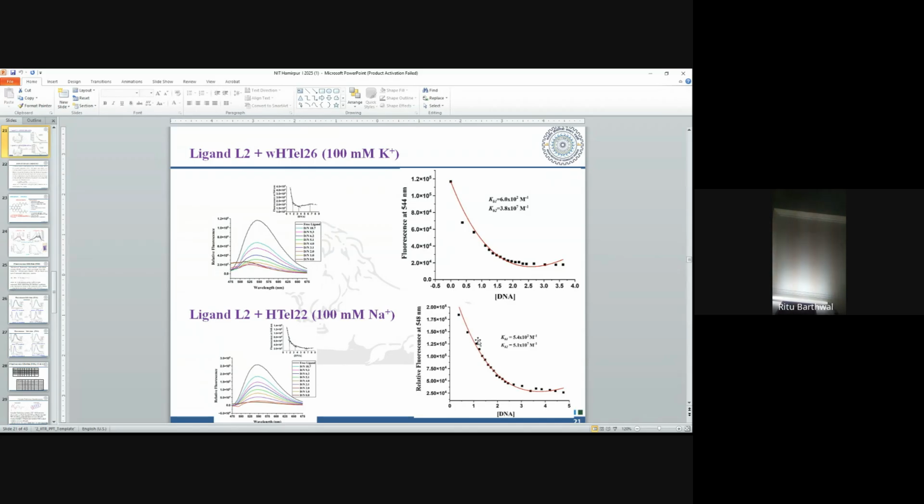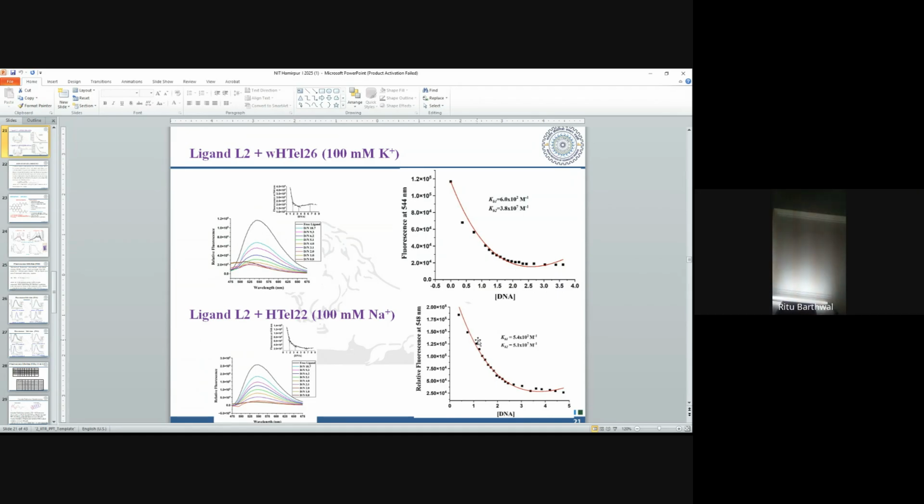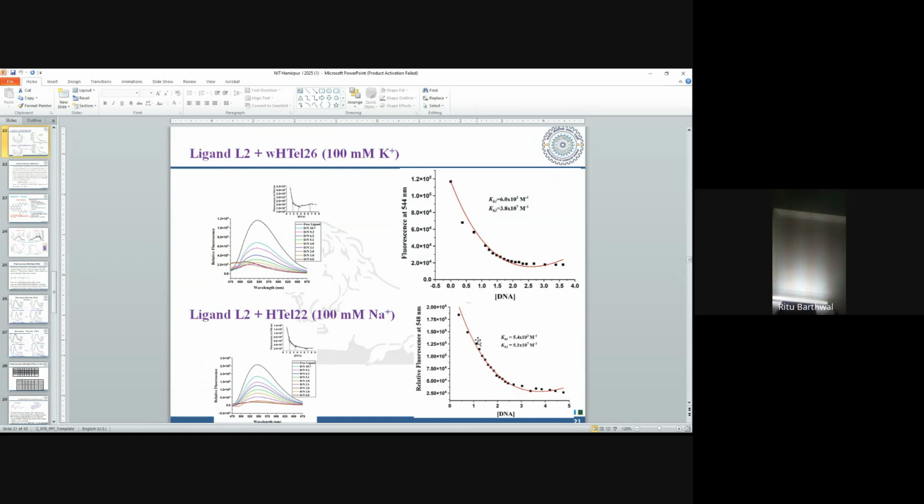This is called continuous variation analysis. The only thing you have to do is take the DNA and your drug at a fixed total concentration. So let's say you start with 0 DNA, then you add 10% DNA, 20%. If you add 20% DNA, 80% will be drug, but the total concentration is kept fixed. This is called a Job plot.